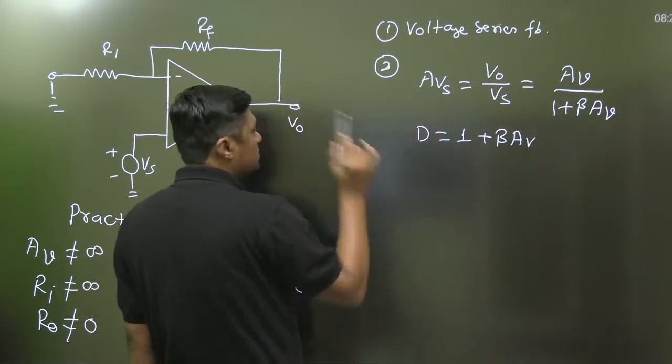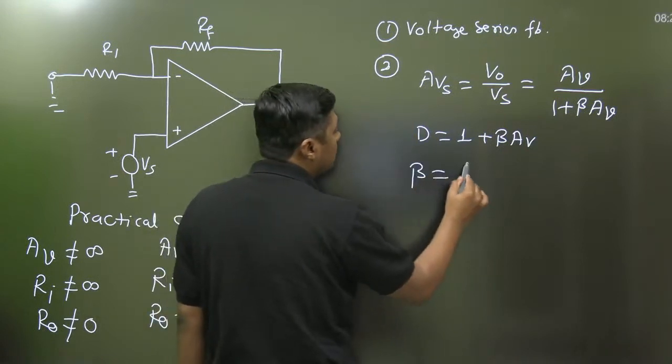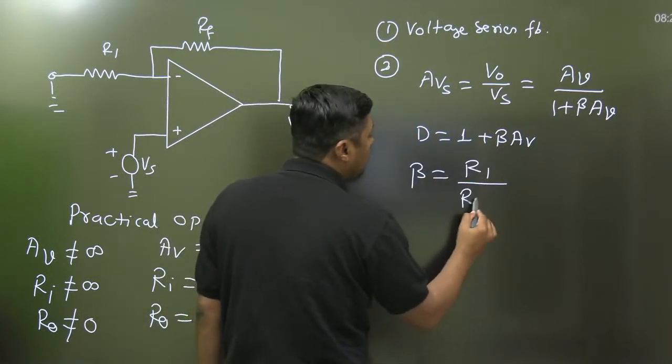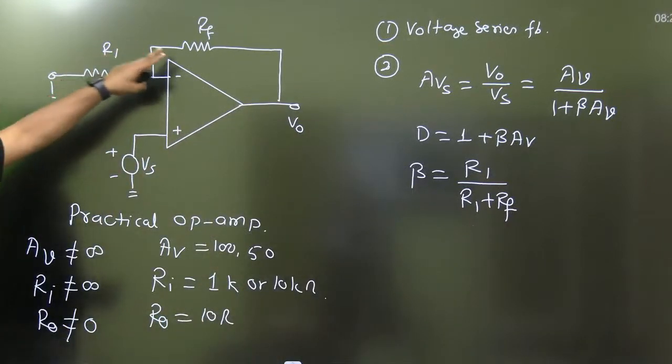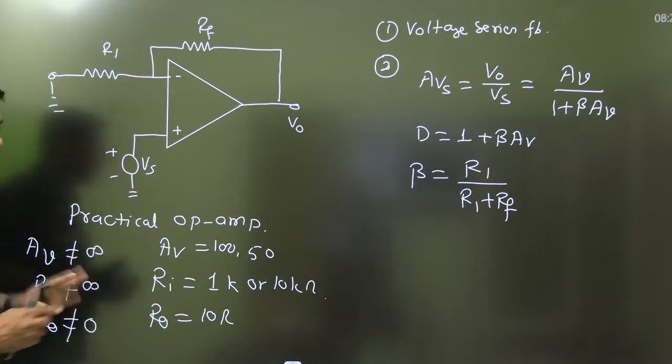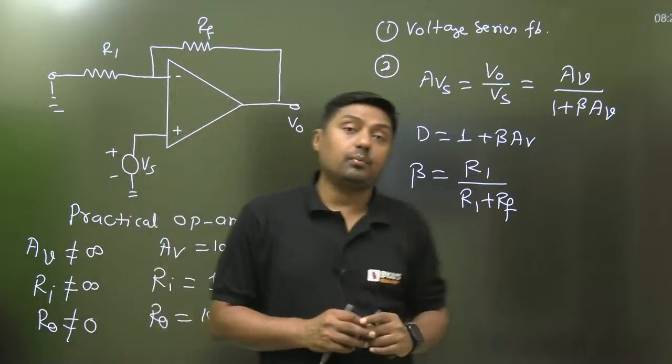Desensitivity: 1 plus... What is the beta here? R1 upon R1 plus RF. That will be the value of beta.